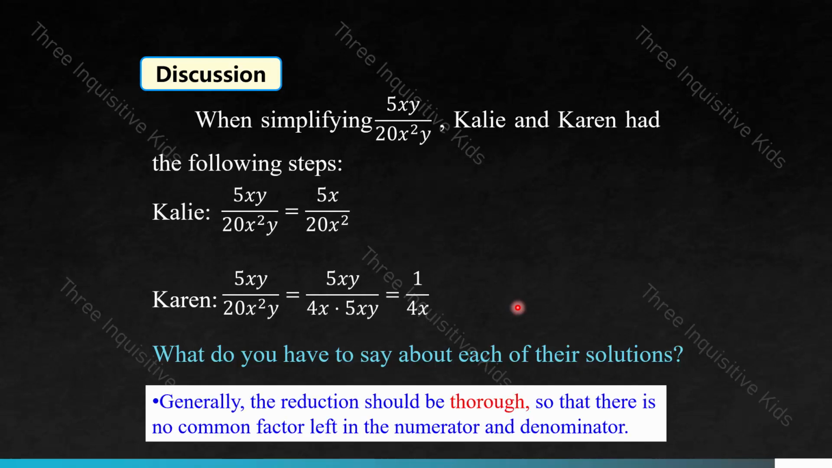Generally, the reduction should be thorough, so that there is no more common factor left in the numerator and denominator. In Kaylee's answer here, there are still more common factors. You can still factor out a 5 and factor out an x. So whenever you are simplifying fractional expressions, just like when you're simplifying fractions, you want to simplify it to its simplest form.